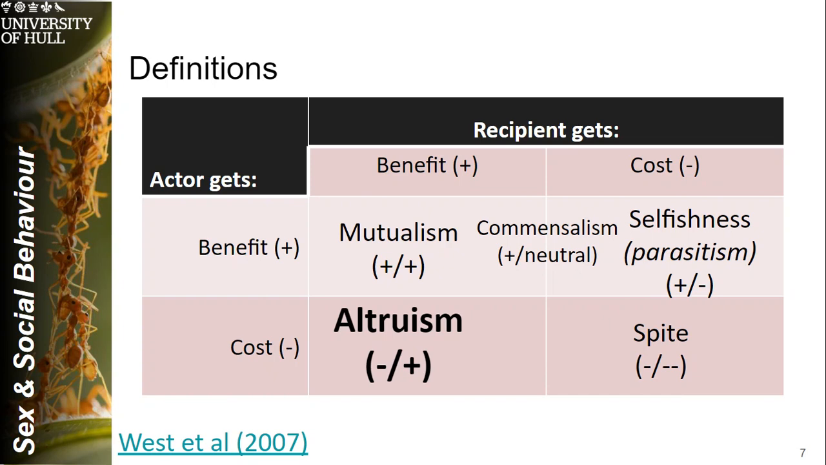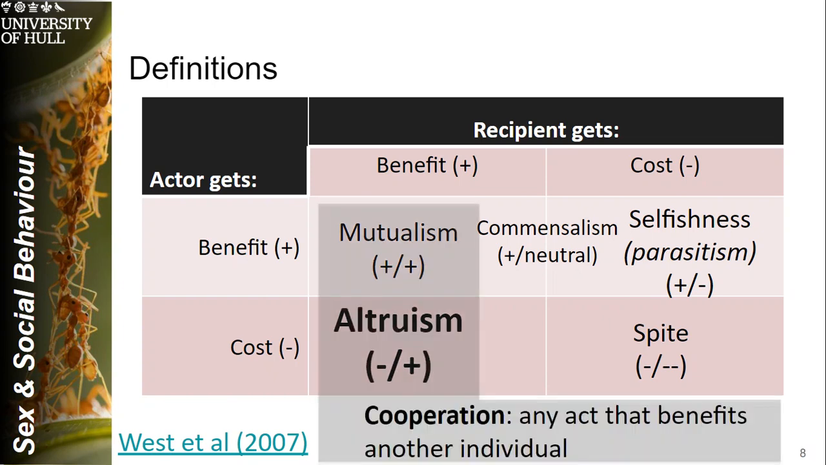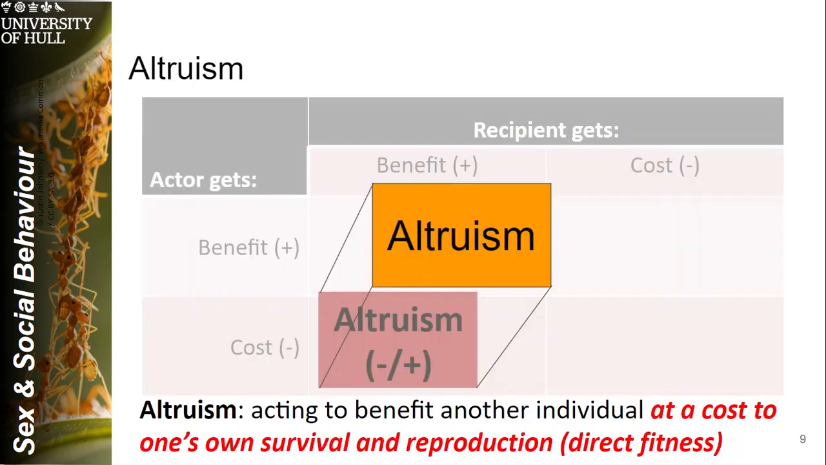And then if you hear the term cooperation, the evolution of cooperation in nature, this West et al. reference is all about semantics, we tend to use cooperation to mean any act that benefits another individual, whether or not it benefits you yourself. So that's the distinction between altruism and cooperation. Altruism is something which is specifically costly to you and beneficial to someone else, whereas cooperation can be beneficial to either. So altruism is where we're going to be sitting for this lecture.